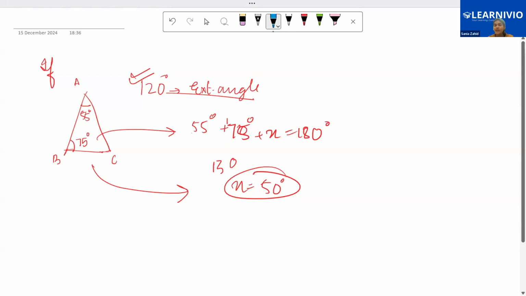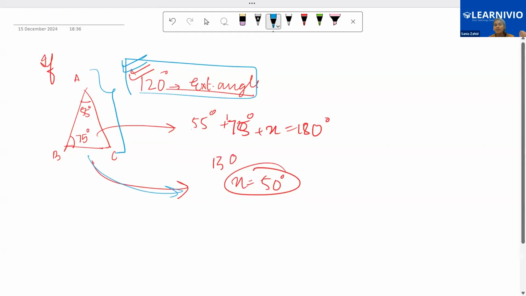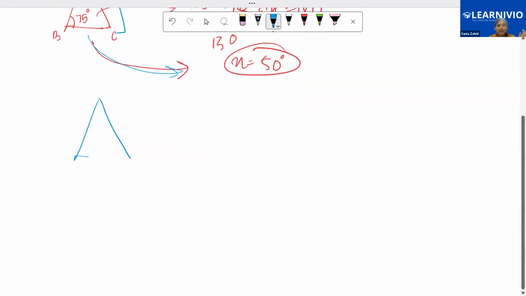In this question, we are given the triangle ABC and two angles, 55 and 75. If this is the only question and we have to find the third angle, we get 50 degrees because 55 plus 75 is 130 degrees. But this exterior angle cannot be true if this angle is 50 degrees. If this is the triangle, this is 55, 75, and this is 50.